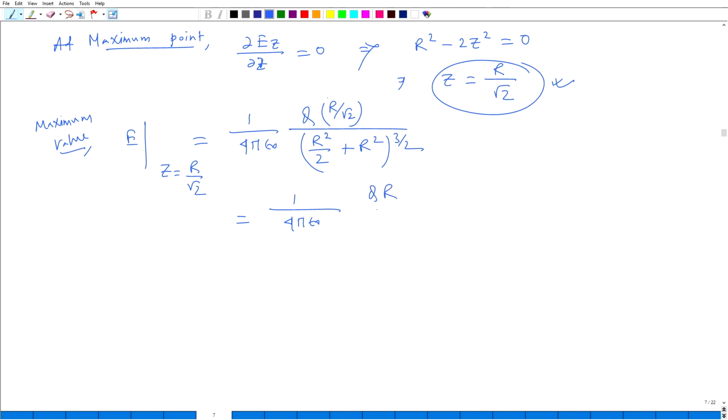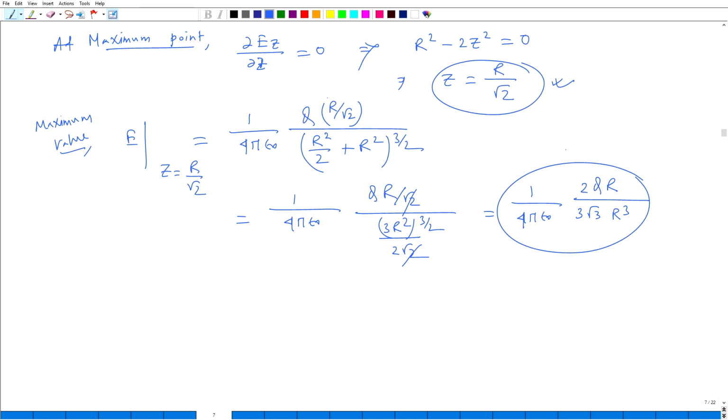This becomes 1 over 4 pi epsilon naught, q r by root 2, divided by (3 r square by 2) to the power 3 by 2, which is r cube times 3 root 3 over 2 root 2. So the root 2 cancels, giving 2 q r over 3 root 3 r cube. This is the maximum value.